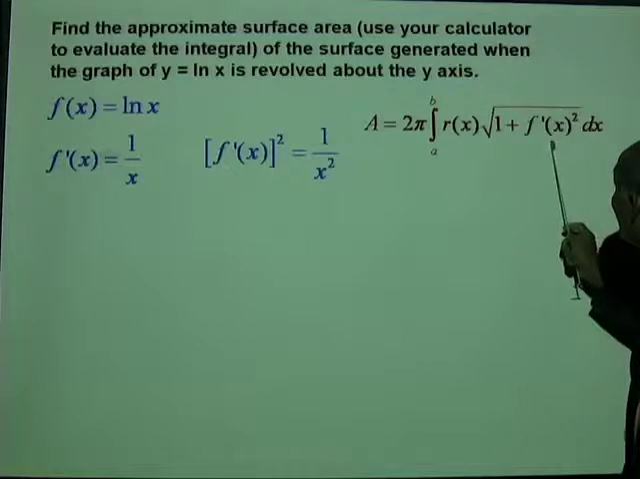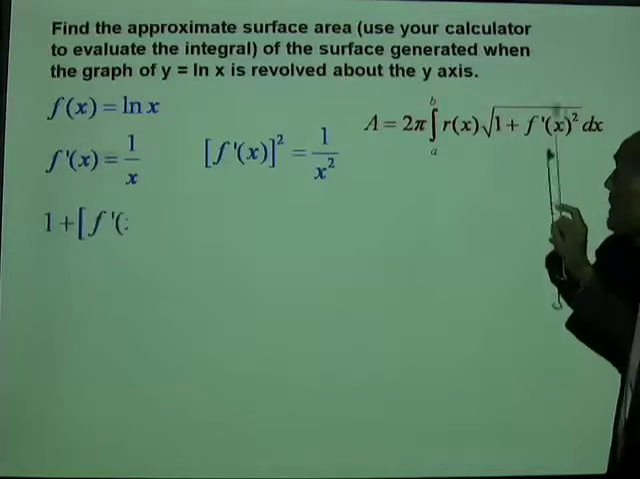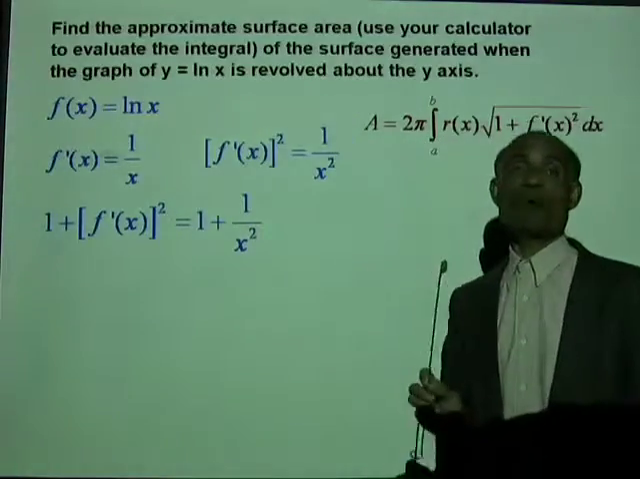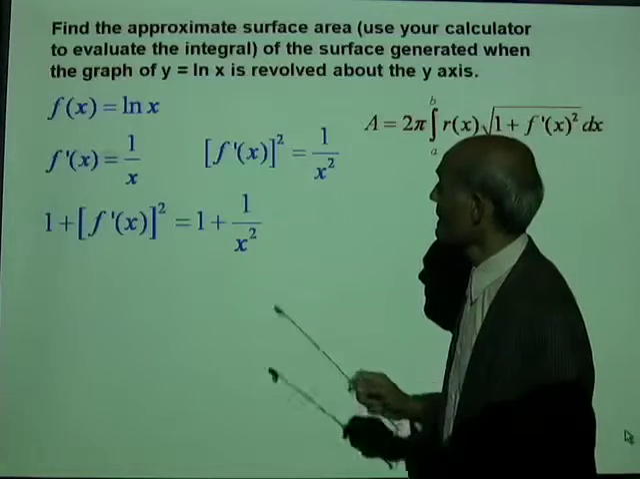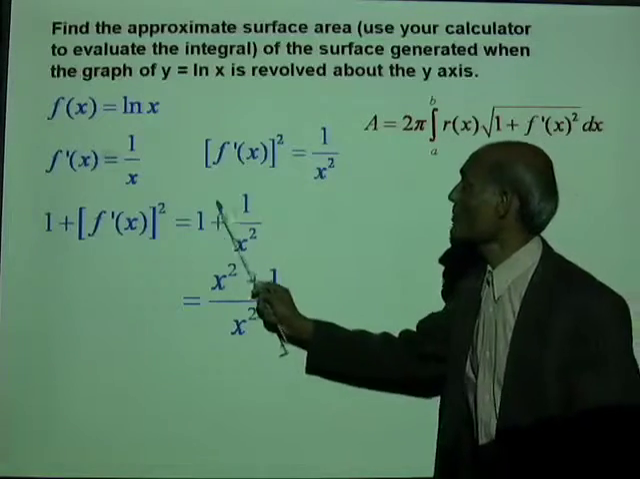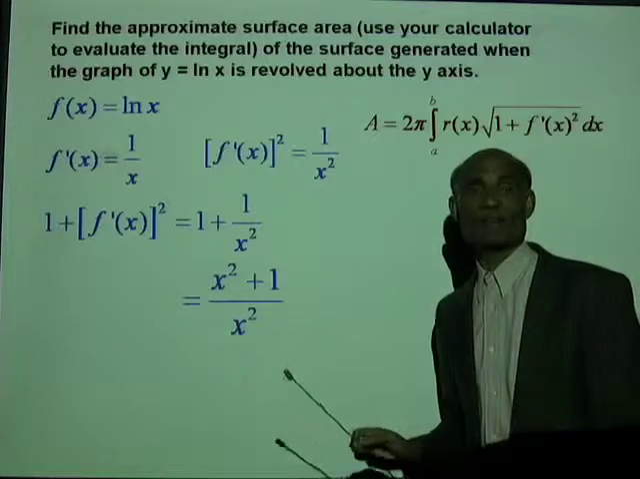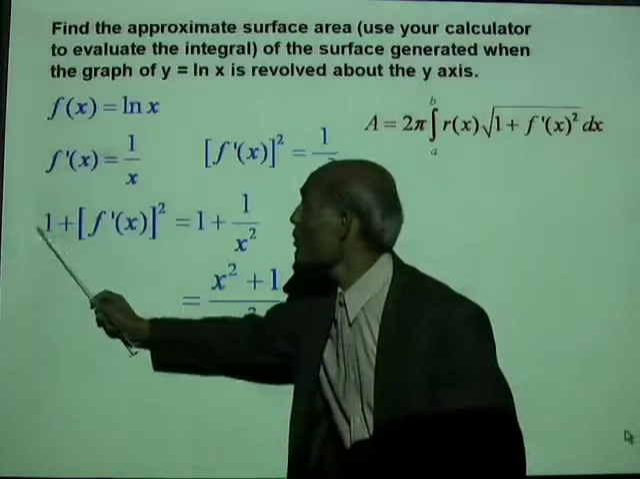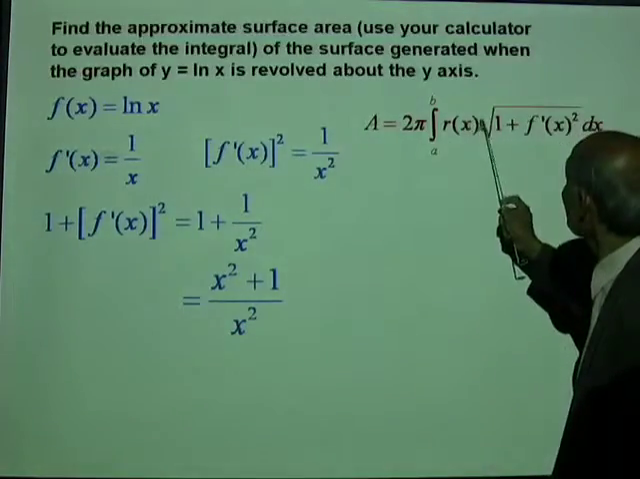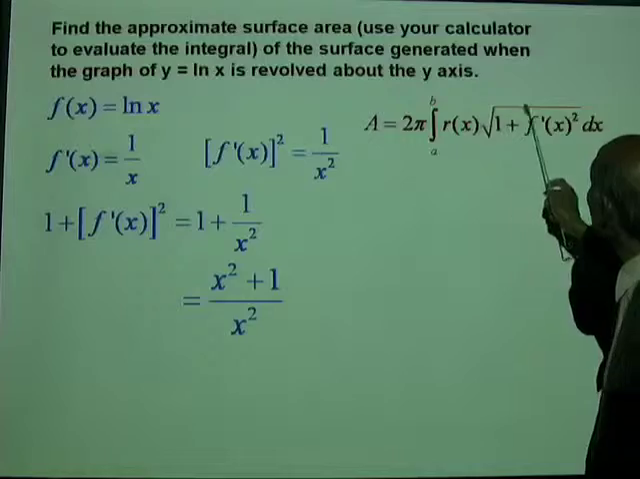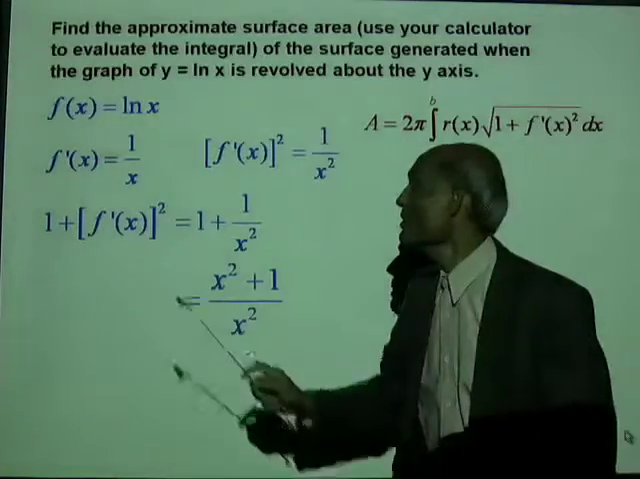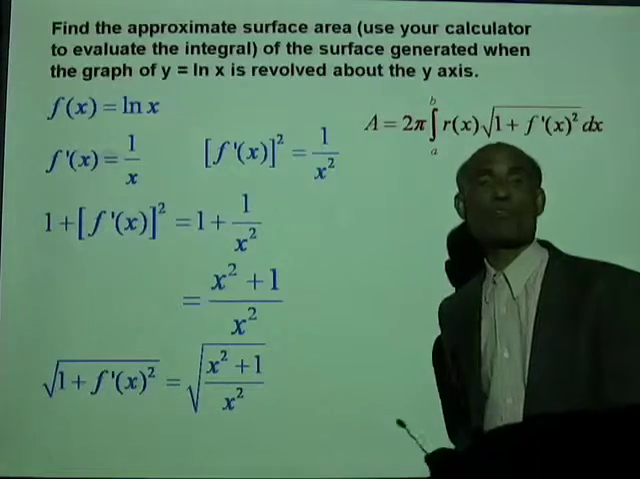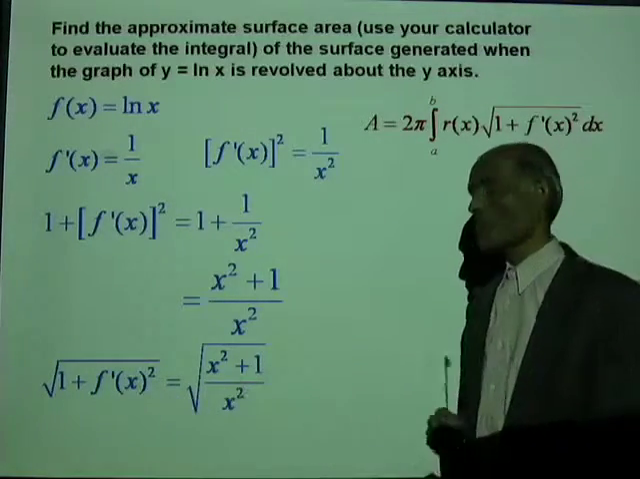Well, we found f prime x squared. We need to add 1 to that. 1 plus f prime x squared is 1 plus 1 over x squared. Let's simplify this. That will be x squared plus 1 over x squared. What is the next step? We need to find the square root of this quantity. Is that right? This quantity needs to be under square root. So the square root of 1 plus f prime x squared is square root of x squared plus 1 over x.